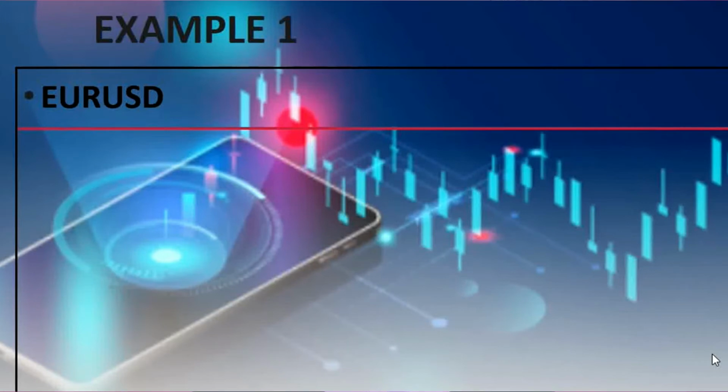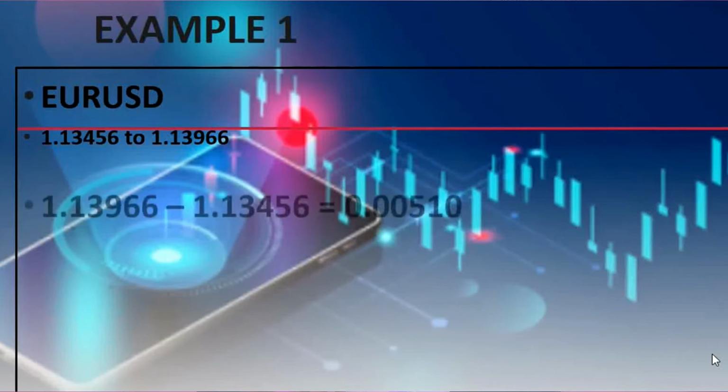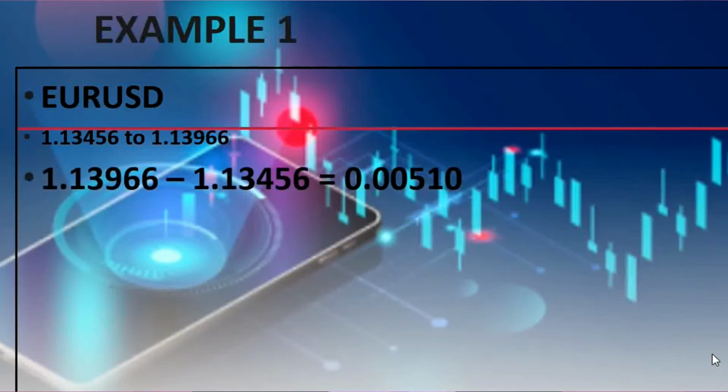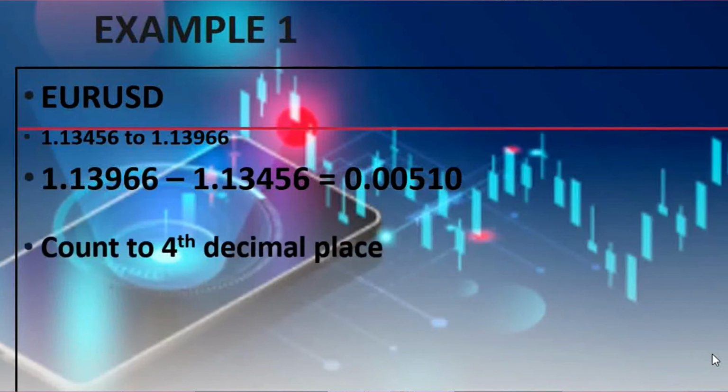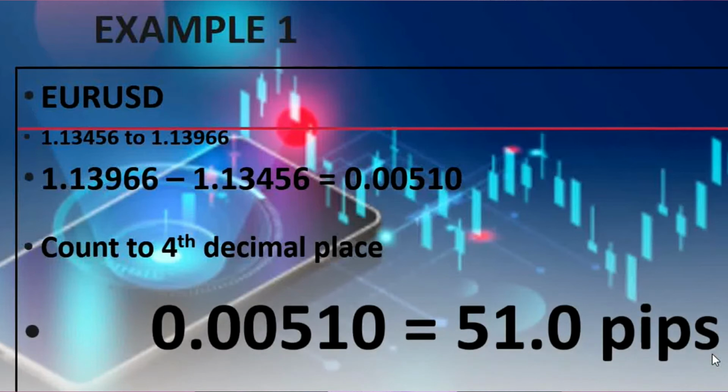If the value of Euro USD rises from 1.13456 to 1.13966, the difference in value will be 0.00510. And since pips are counted to the fourth decimal place, the number of pips made in this case will be 51 pips.